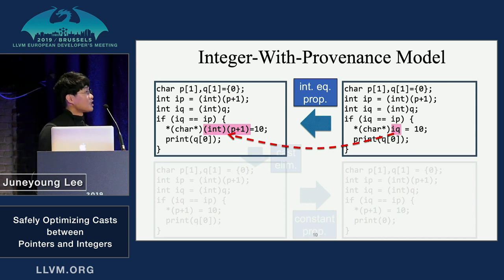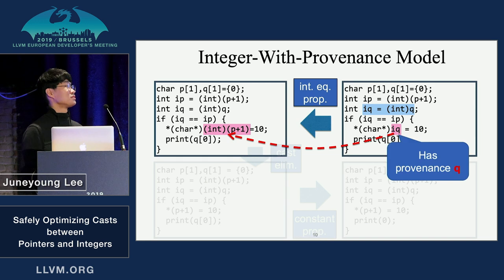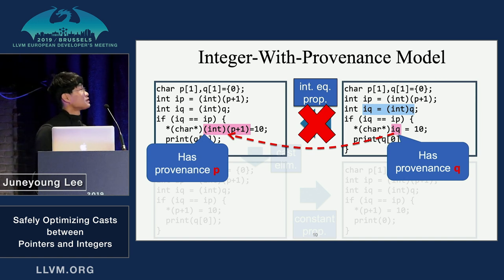If integer carries provenance, then replacing IQ with an integer casted from P plus 1 is incorrect, because IQ is an integer casted from Q. So IQ has provenance Q, meaning that it is pointing to object Q. But after optimization, the integer casted from P plus 1 has provenance P. So integer equality propagation may change the behavior of the program.